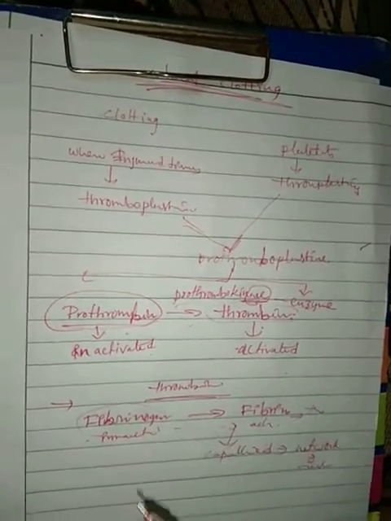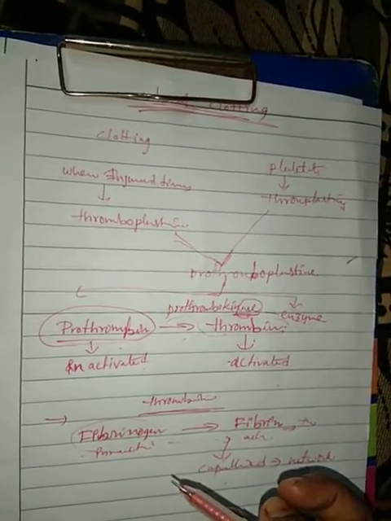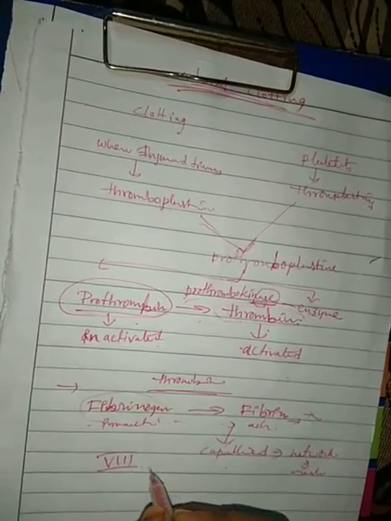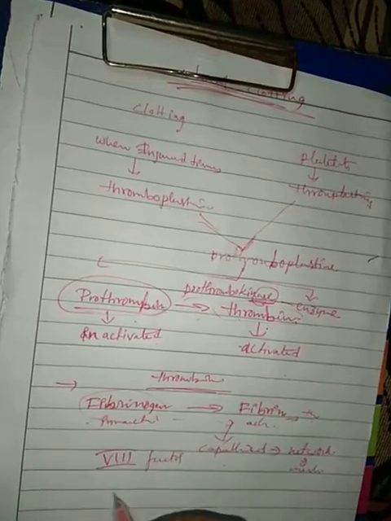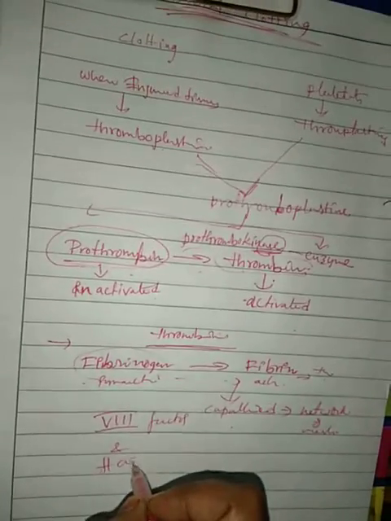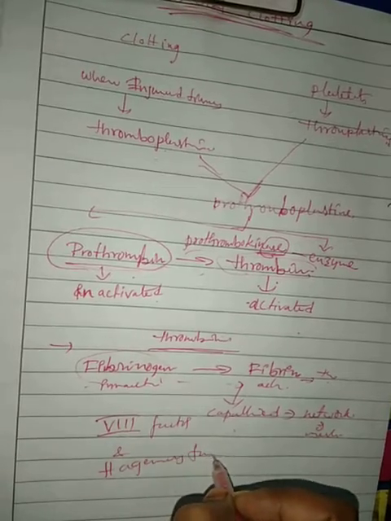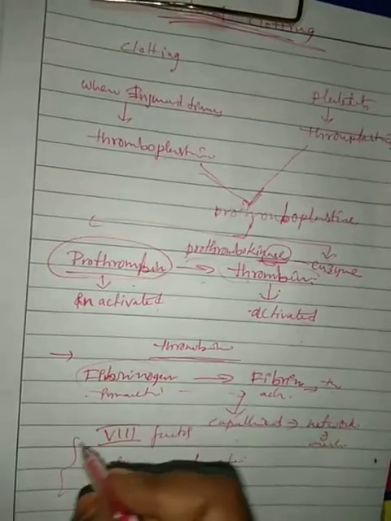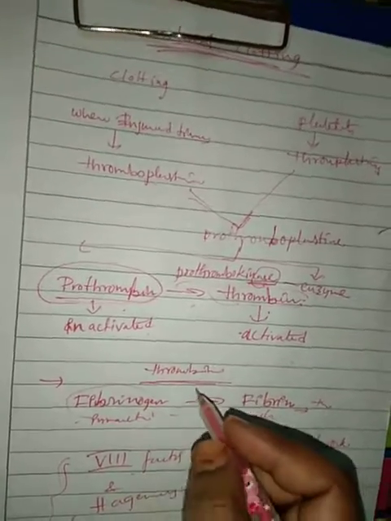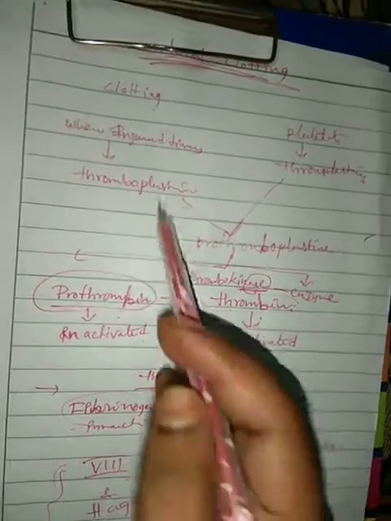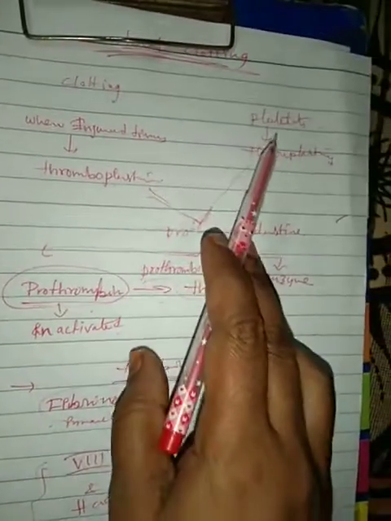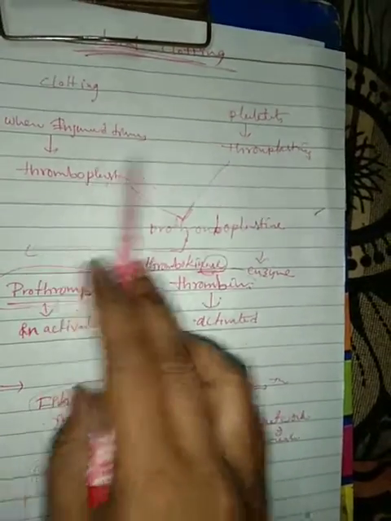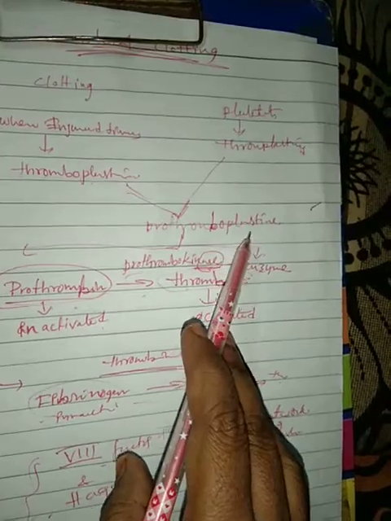Mainly, the blood clotting factors are the eighth factor and Hageman's factor, the 12th factor. These two factors are very important for blood clotting. Injured tissue thromboplastin and platelet thromboplastin are both converted into prothromboplastin.